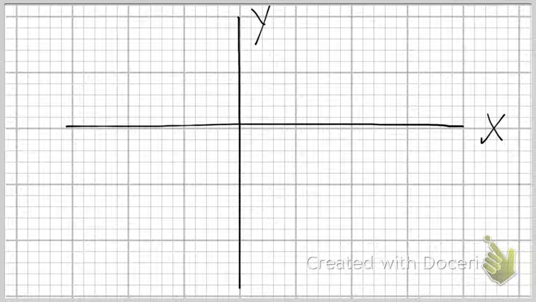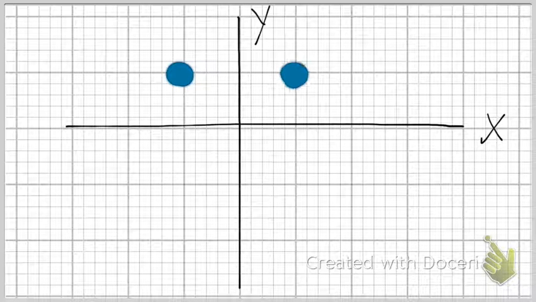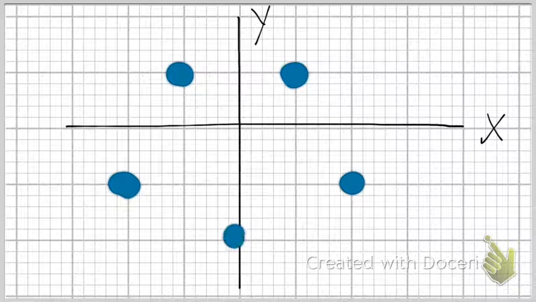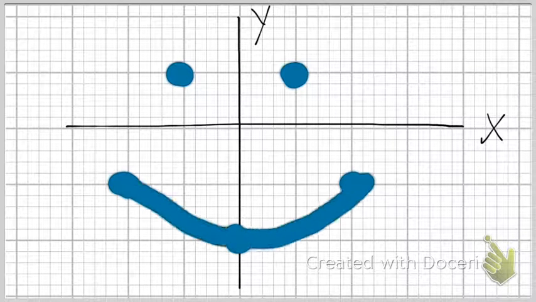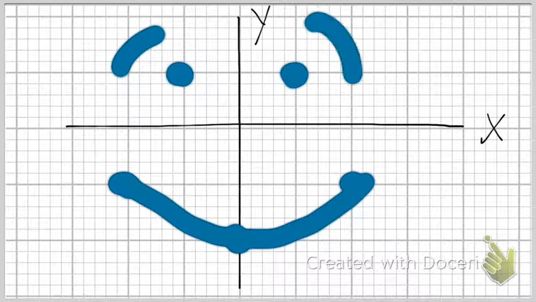And on this grid, I'm going to plot some points. Let's do negative 5 and 5. Let's do positive 5 and 5. Let's do negative 10 and negative 5. Let's do positive 10 and negative 5. And let's do 0 and negative 10. And if we connect these bottom 3 dots, we got a happy face. Let me put some eyebrows there.